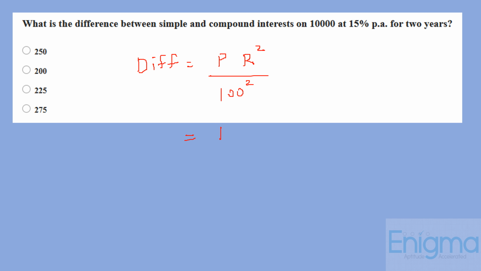P is 10,000, R is 15, so 15 square upon 100 square, which is nothing but 10,000. So 10,000 gets cancelled out. The difference between simple and compound interest after 2 years is 225.